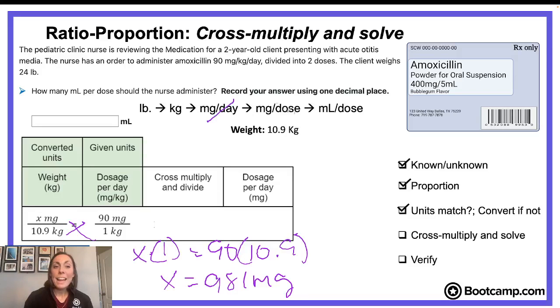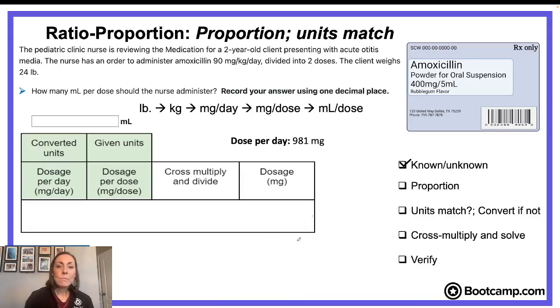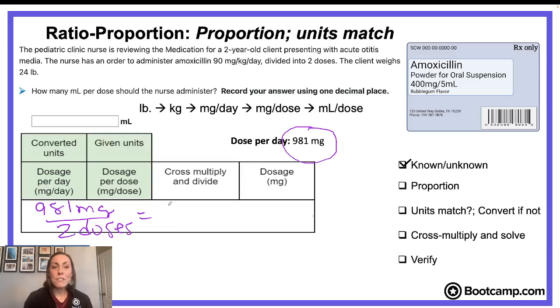So now we've completed that and we need to work on our next proportion, which is our milligrams per dose. Okay, so we have our 981 milligrams here so we don't forget it. And that's a 1 day. So we give this in 2 divided doses, right? These are going to be our related facts. So we have 981 milligrams in two doses. And then what are we trying to find out? We're trying to figure out X milligrams. We want to know how many milligrams are going to be given per 1 dose.